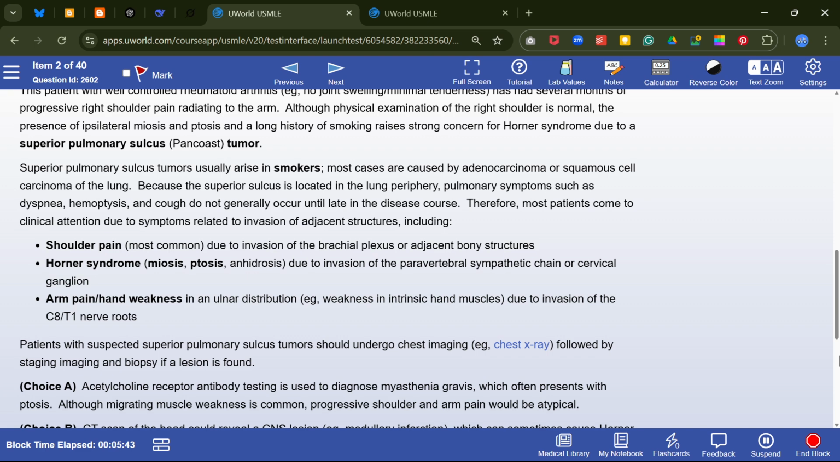Patients with suspected superior sulcus tumor should undergo chest imaging, chest X-ray, followed by staging imaging and biopsy if a lesion is found.